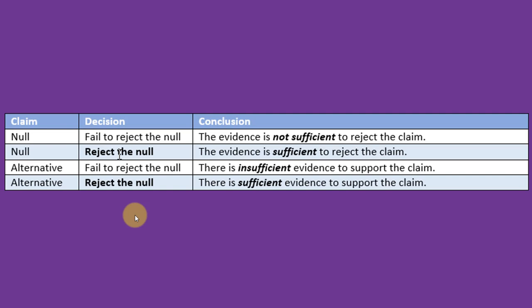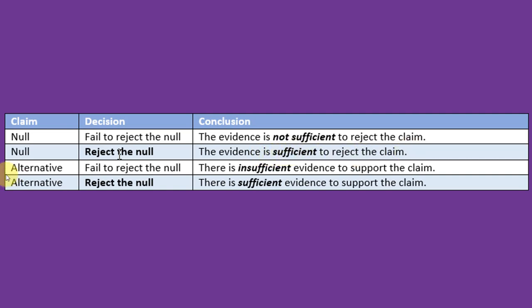And the thing I see a lot of students confuse is they can get the decision whether to fail to reject the null or reject the null, but then they will not state the conclusion properly. If the claim is the null, remember it can either be the null or the alternative. If the claim is the null and you fail to reject the null, you should state the evidence is not sufficient to reject the claim because the null was the claim.